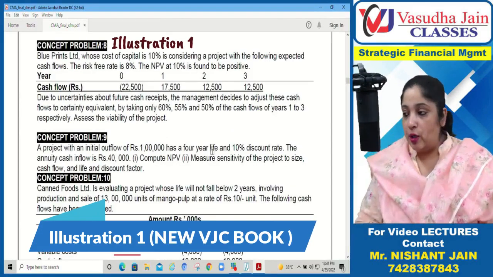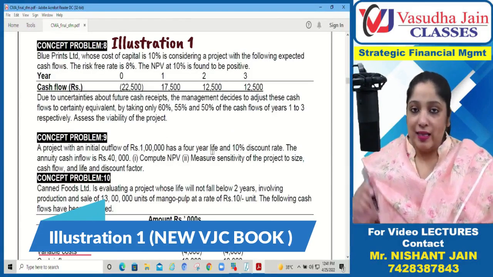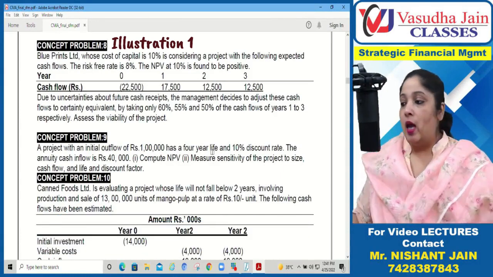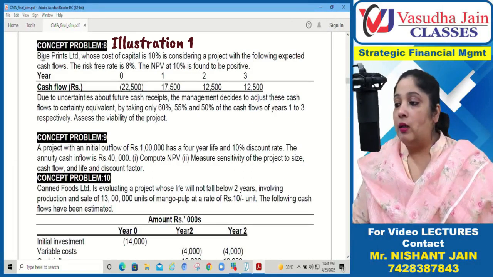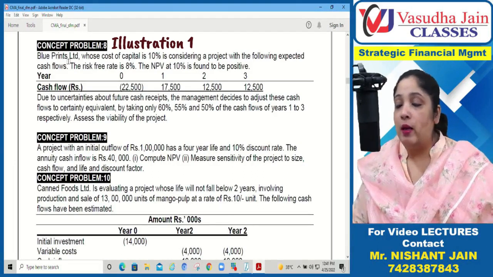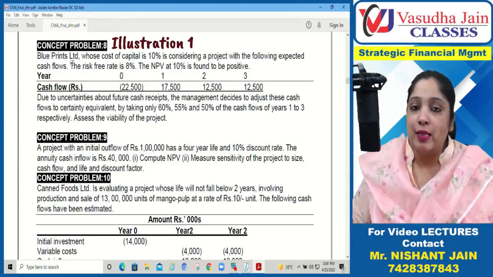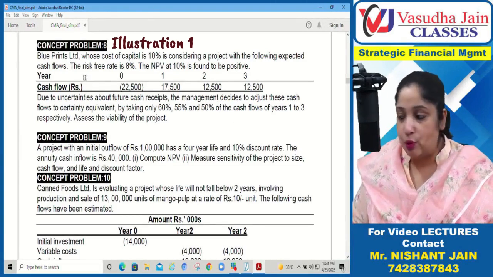Now observe question number 8. This is the conceptual question. Okay. After this, we are going to do the CMA module question. Now the question says blueprint. You will understand the CEF concept much better after solving this conceptual question.